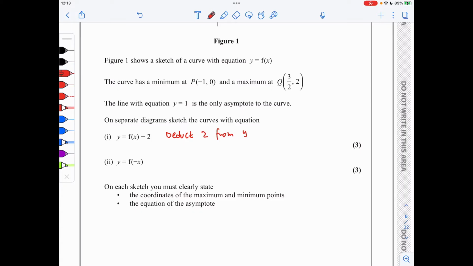The f of minus x simply means that we multiply x by minus 1, and this means that anything that was on the right now appears on the left, and anything that was on the left now appears on the right. So it's effectively a reflection along the y-axis.